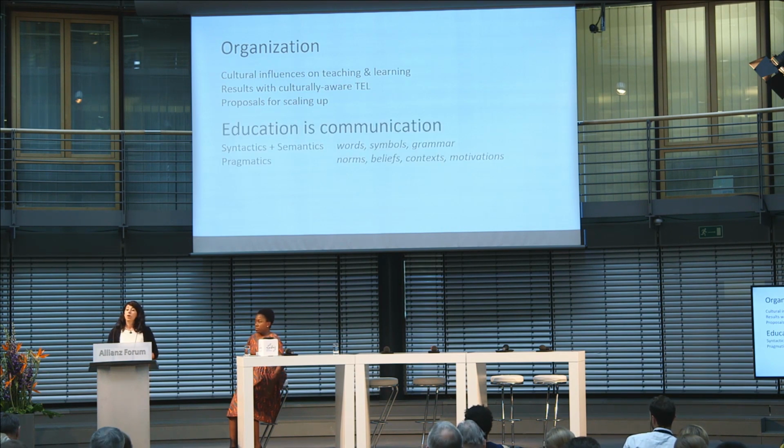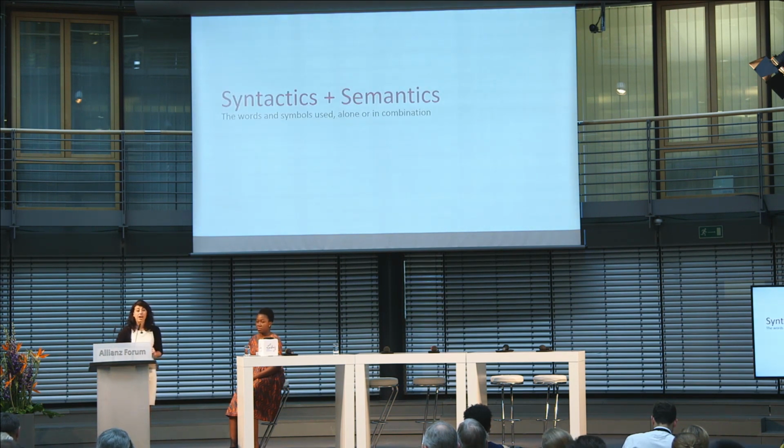And in doing so, one of the perspectives that we're going to take is that education is also about communication. And so we're going to divide our literature into two parts. The first talking about semantics and syntactics, or really the language that we use to communicate about information about the world. And secondly, pragmatics. So that is the norms, beliefs, contexts, and motivations that surround when and where and why to use our language skills to communicate new information. All right, so first we'll talk about some results in syntactics and semantics.